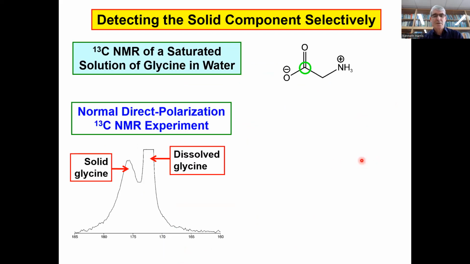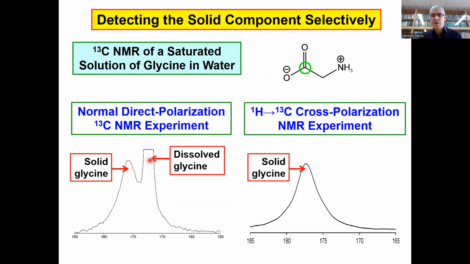And just zooming into that in more detail, we can see the part that we want to observe, the signal from the solid phase, but superimposed on that, it's a huge signal from the dissolved glycine in the solution phase. However, by using a different pulse sequence to record the solid-state carbon NMR spectrum, so-called proton to carbon cross polarization, this pulse sequence is selective only to measuring the solid phase.